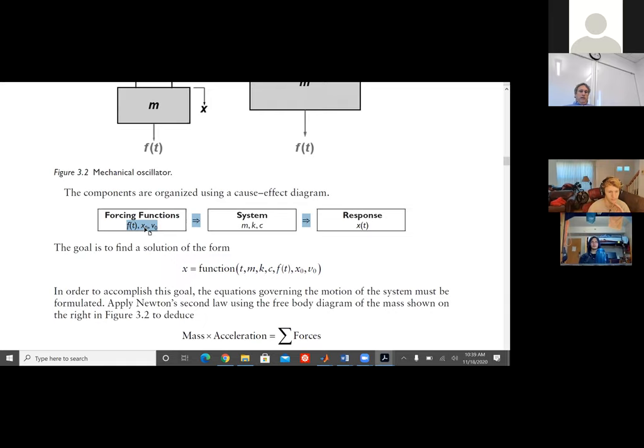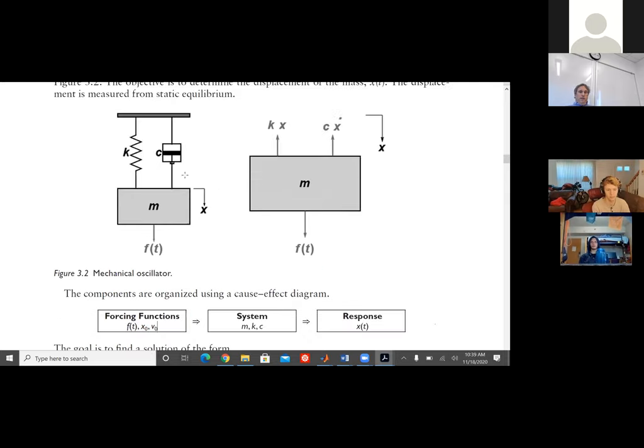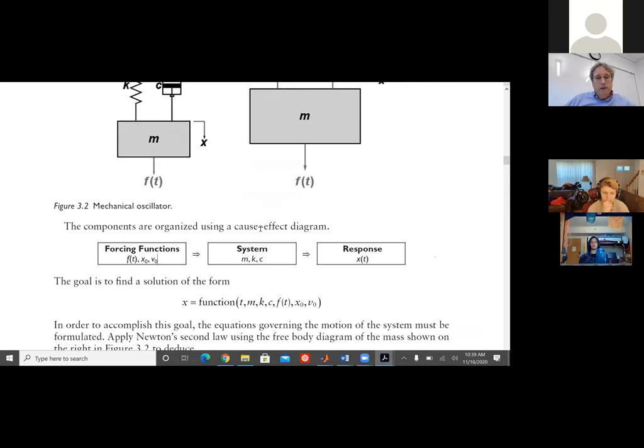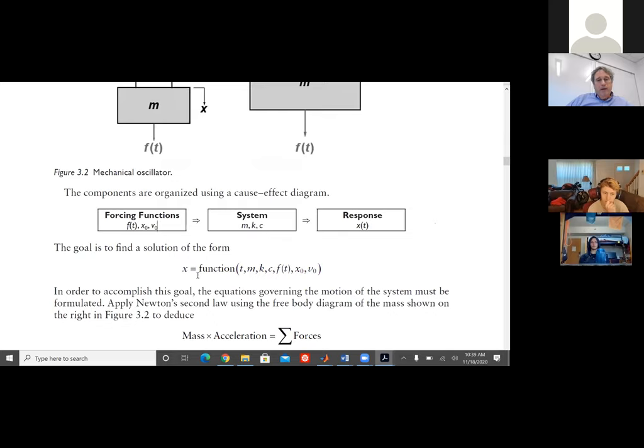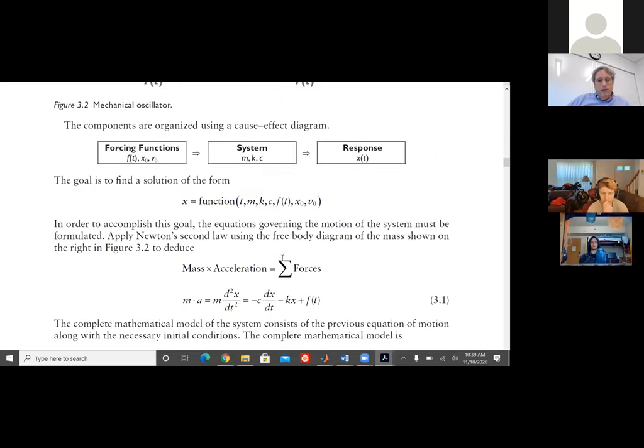So everybody knows that an applied force is a forcing function. But actually, the initial conditions are also mathematical forcing functions, as they are really physical forcing functions. You have to pull the thing. You have to pull the spring down and let it go, right? Anyway, we'd like to have a function of those variables. But this is key now right here.